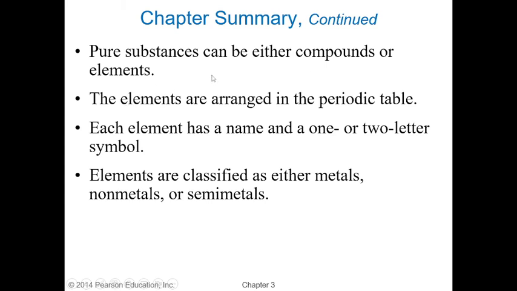The elements in the periodic table are arranged. Each element has a name, and a one- or two-letter symbol. We also classified your elements as either metals, non-metals, or semi-metals, which you also call metalloids.